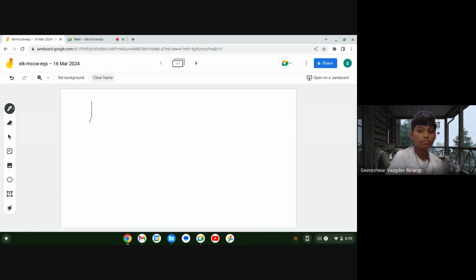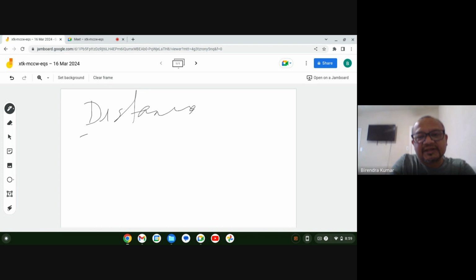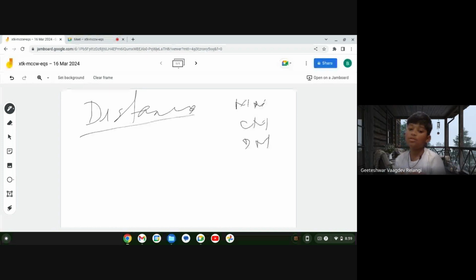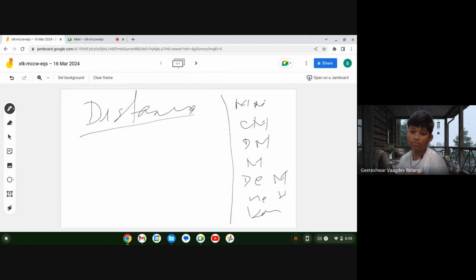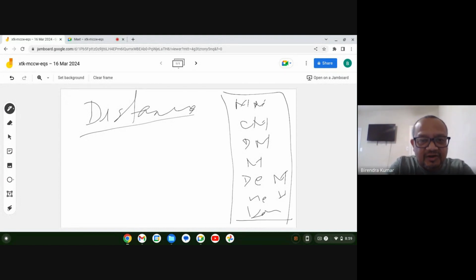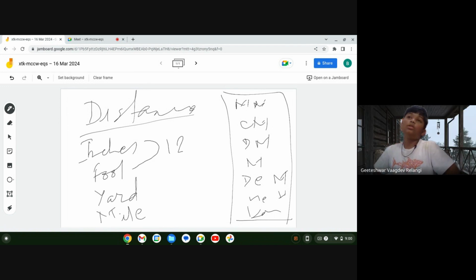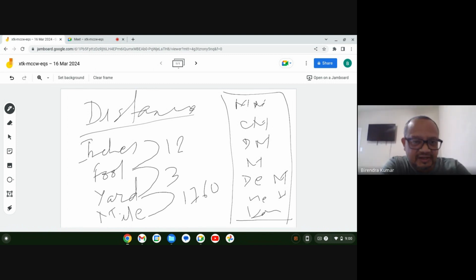Look at the distance part of it. It's inches, foot, yards, miles. For reference of the metric system: meter, decameter, hectometer, kilometer. Here, the smallest unit is inches. 12 inches make 1 foot. Then you have yards, then you have miles. 3 feet make 1 yard, and 1,760 yards make 1 mile. This is what we have learned so far.